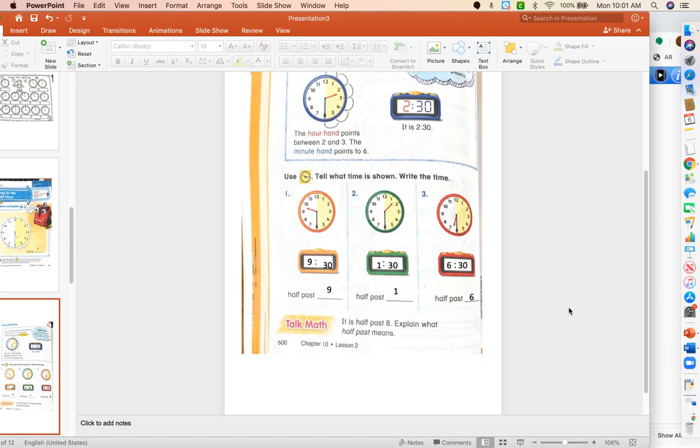I want to go down to the talk math next, and the talk math says, it is 8:30. Explain what half past means. Half past should mean what? Put me on pause and think about it for just a second. Okay, so half past means, remember, think about that pizza again, that half of the pizza is gone because you have moved your minute hand halfway around the clock. So half past, that means half of the pizza is gone. Half of the clock is gone.